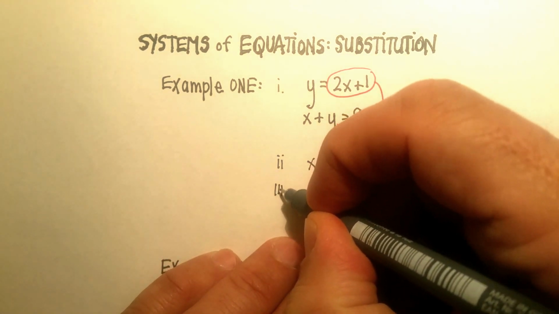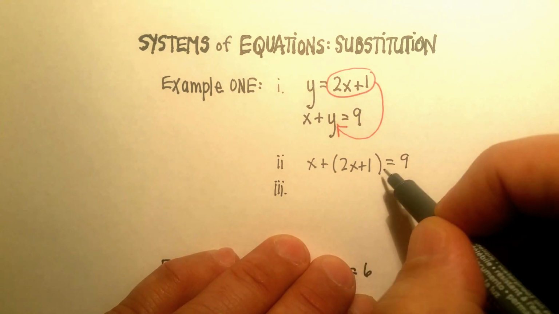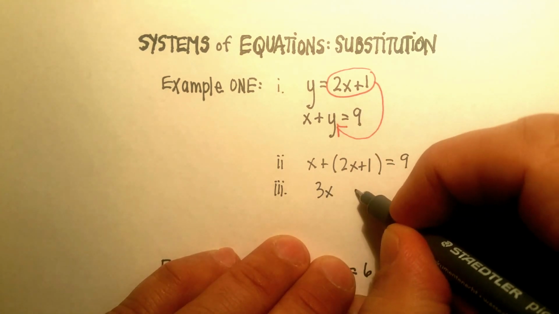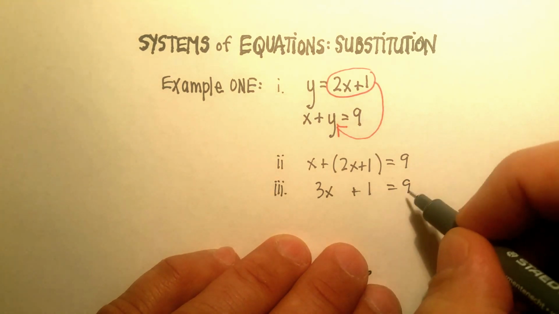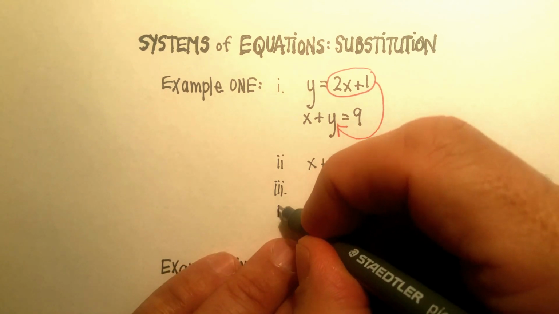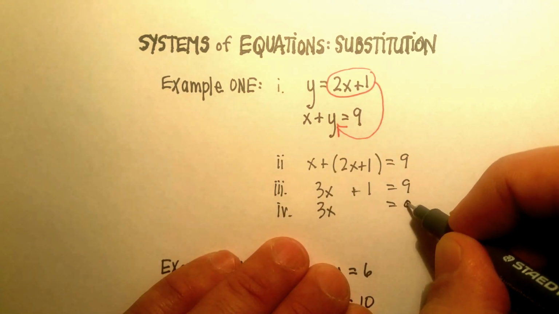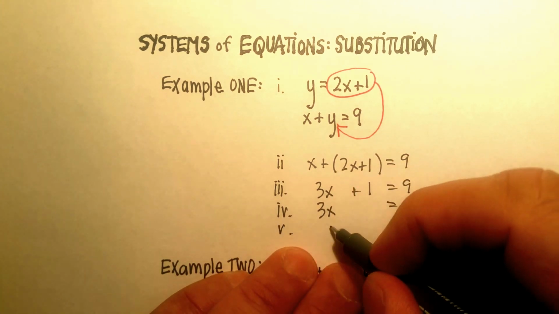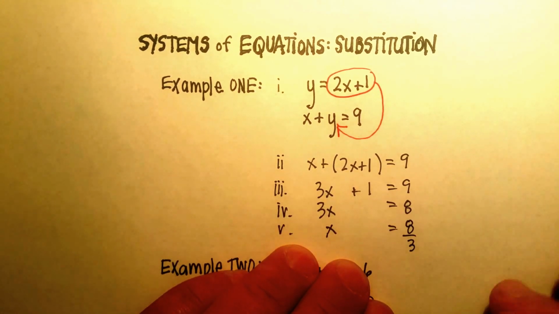So then I'm going to just use my regular algebra. Drop these because now they're all pluses here. So I got x plus 2x gives me 3x plus 1 is equal to 9. Let's subtract 1 from both sides. 3x is equal to 8. And then finally, let's divide by 3. Step 5. x is equal to 8 over 3.